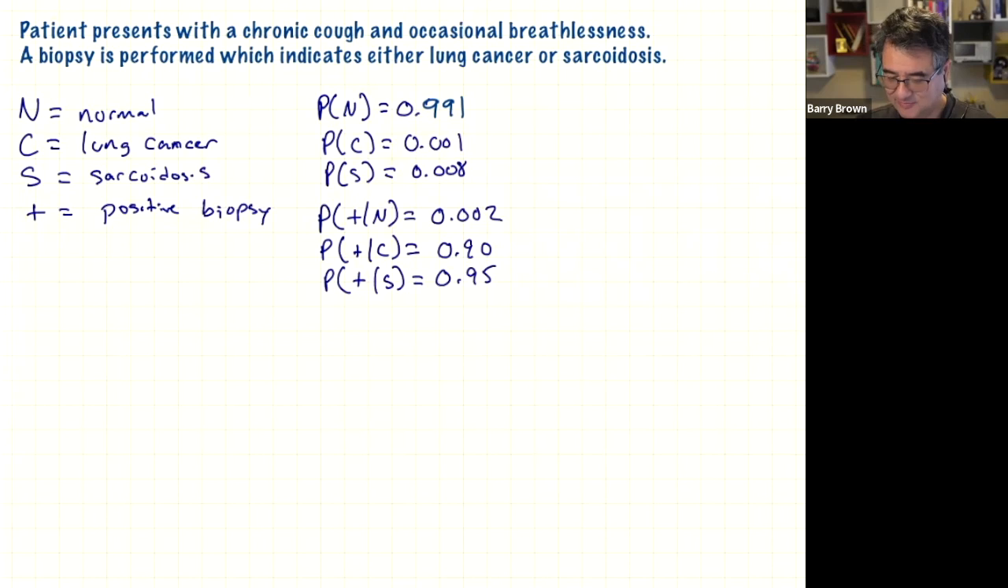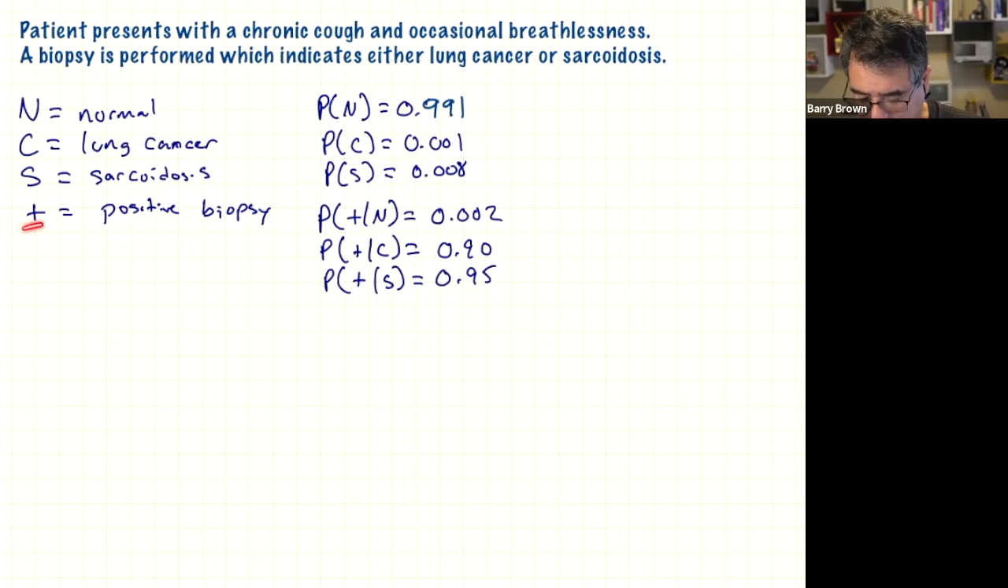So the case study was the patient comes to the doctor's office and has a chronic cough and an occasional spout of breathlessness, so they can't catch their breath. So a biopsy is performed on the patient, but this biopsy either indicates that they have lung cancer, which is, of course, not a good thing to have, or a benign thing called sarcoidosis. So the biopsy doesn't tell you which one you have, just that you have one or the other of these things. So either you're totally normal, you don't have any condition, and you just have a cough and you're occasionally breathless, or you have lung cancer, or you have sarcoidosis.